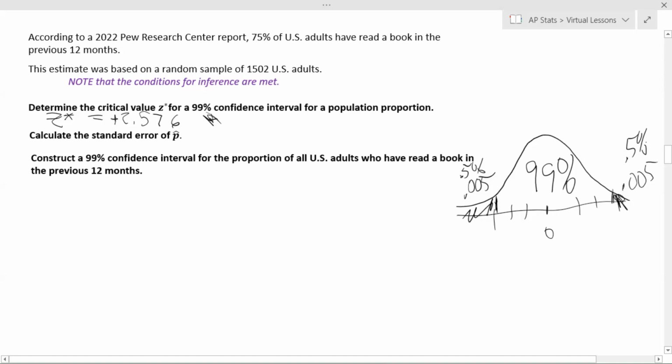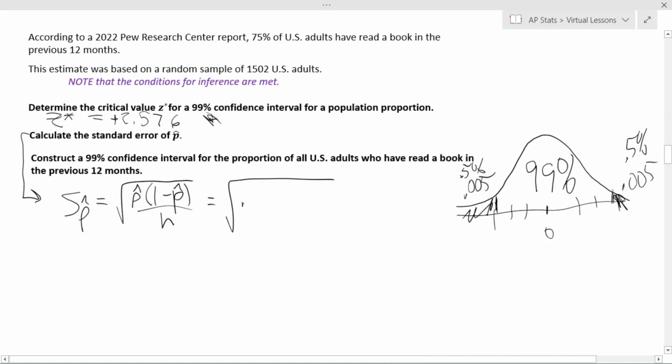Okay, so now we want to calculate the standard error of P hat. So the S of P hat is equal to the square root of P hat times 1 minus P hat, all over N. And so for our example here, that's going to be 0.75, because it says 75% of US adults. 1 minus P hat would be 0.25. And then the number in the sample would be 1,502. Okay. And this comes out to, if you punch that into the calculator, 0.011.